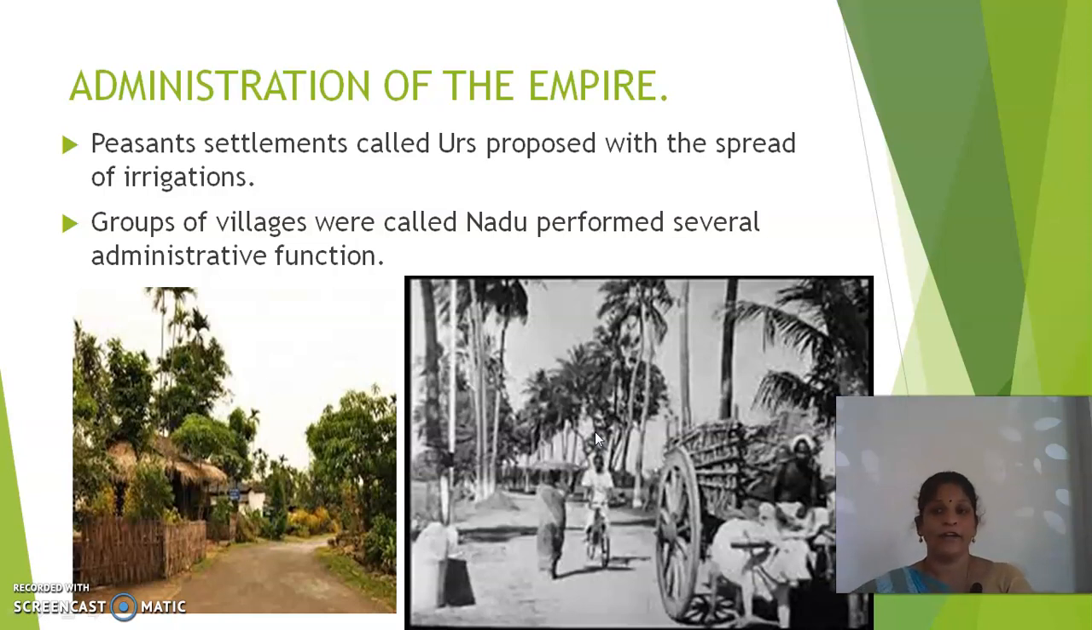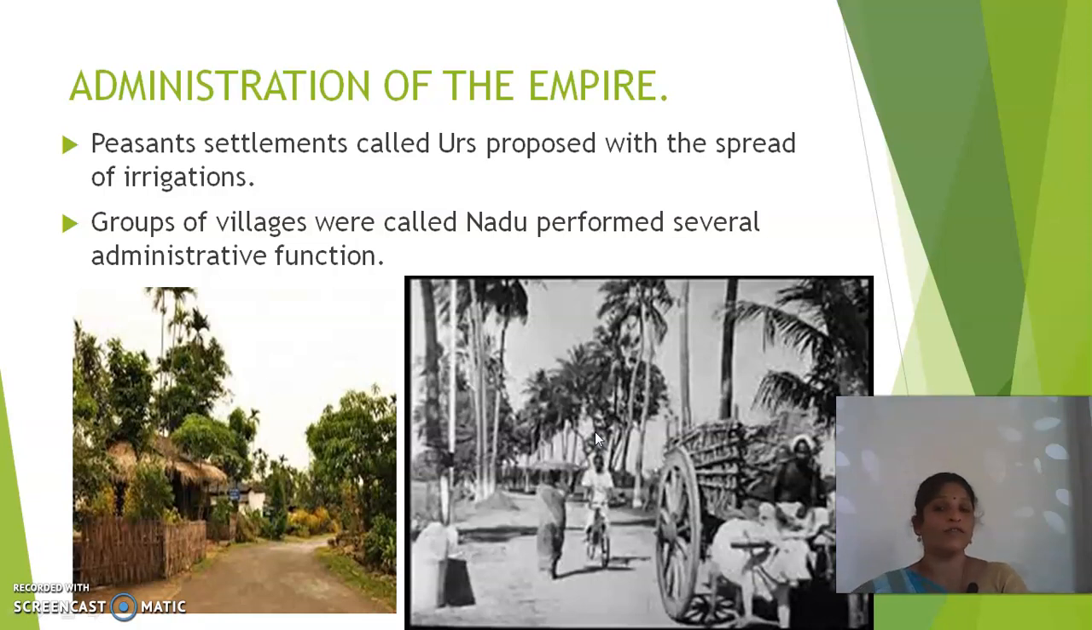Okay, and also you should listen carefully, because you're going to hear a lot of new terms in this session. Peasant settlements were called Urs. Who were called peasants? Farmers. Farmer settlements called Urs emerged with the spread of irrigation. In that time, the Kaveri river provided plenty of water for agricultural purposes, so a lot of settlements started near the bank of the Kaveri. Those settlements were called Ur. In Tamil also you say Ur, like Muruvattur.